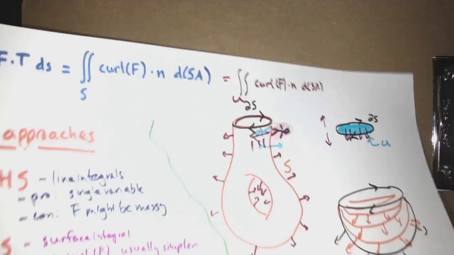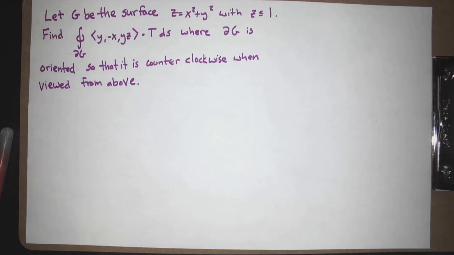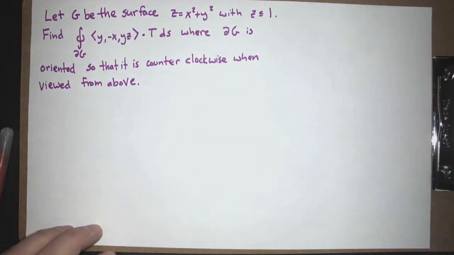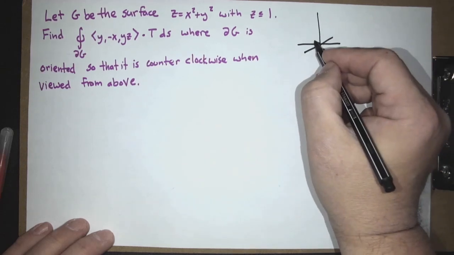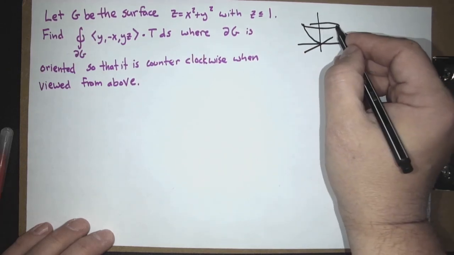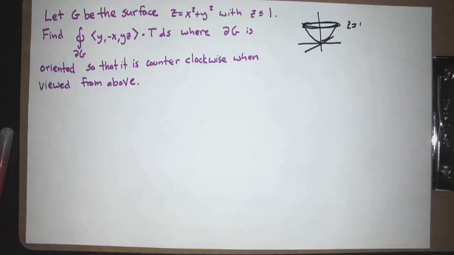Those are our 3 approaches. Let's try it out. Let G be the surface z equals x squared plus y squared with z less than or equal to 1. Let's talk about this surface. What is the surface looking like? Z equals x squared plus y squared is what? It's a paraboloid. So a bowl shape. It looks like a parabola that you've spun around the axis. And so here's z equals 1. So we're not taking the whole paraboloid, just up to z equals 1. All right, so here is our surface G.